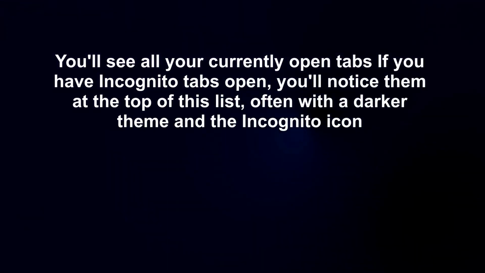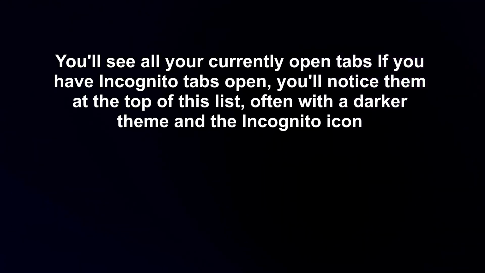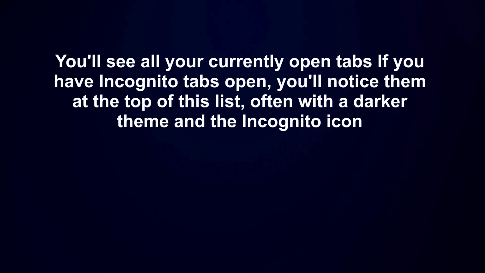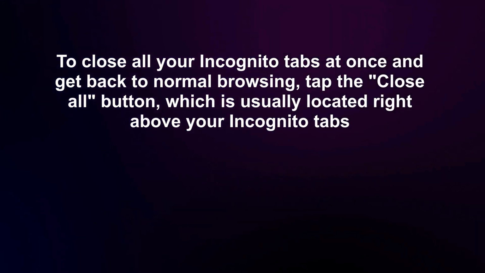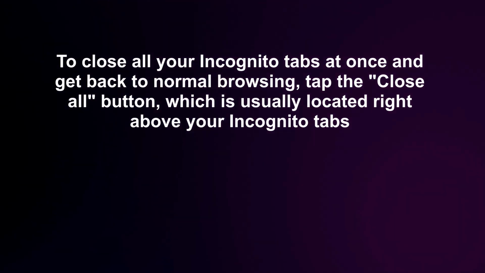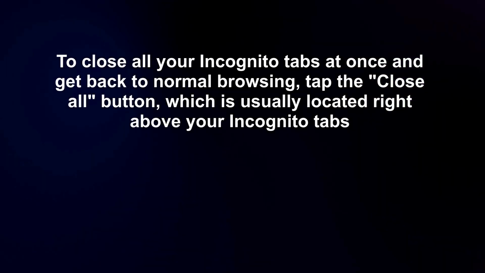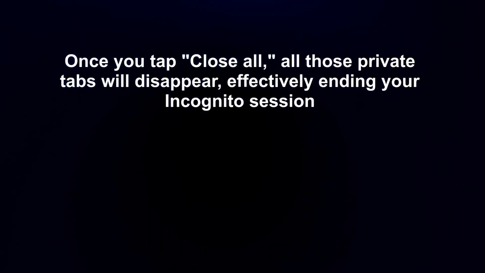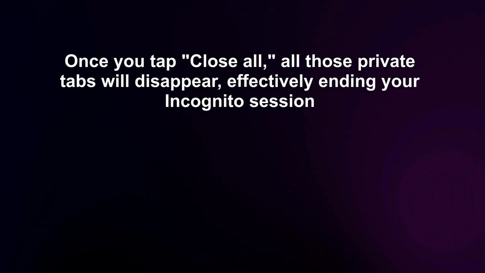If you have Incognito tabs open, you'll notice them at the top of this list, often with a darker theme and the Incognito icon. To close all your Incognito tabs at once and get back to normal browsing, tap the Close All button, which is usually located right above your Incognito tabs. Once you tap Close All, those private tabs will disappear, effectively ending your Incognito session.